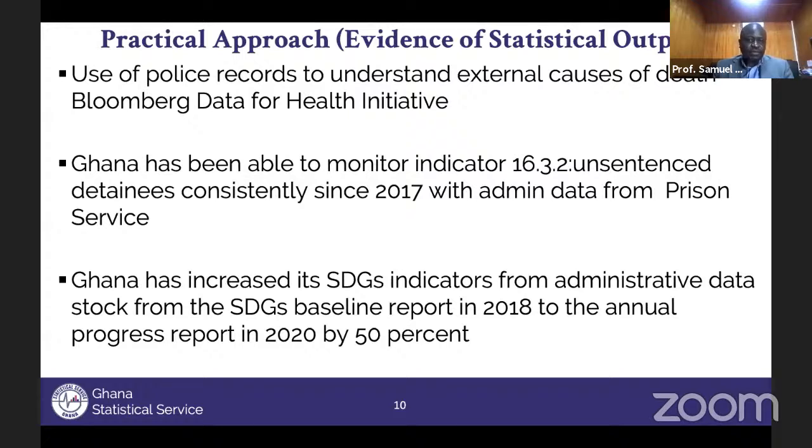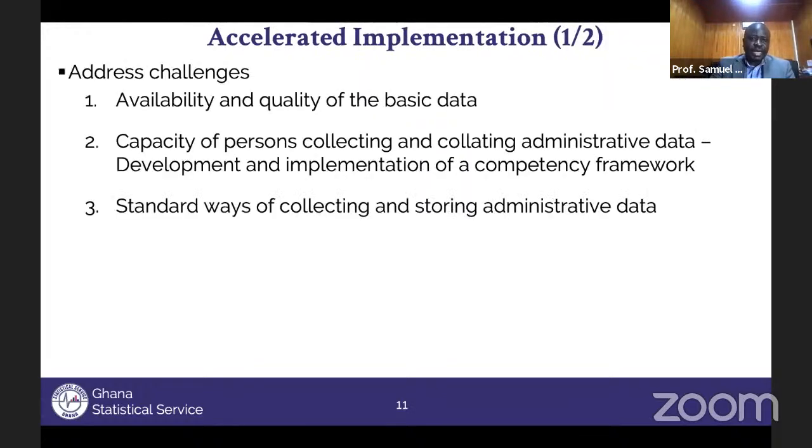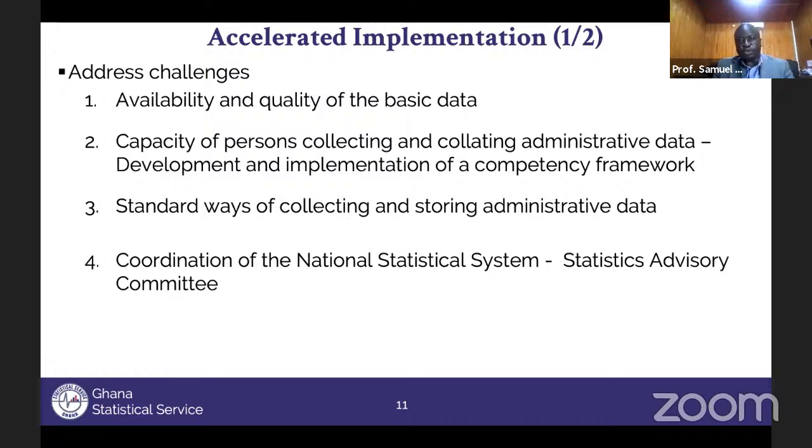Administrative data is the base for our reporting on the SDGs. And as of last year, we've been able to increase our reporting of the SDGs from administrative data by 50%. My last point has to do with what we need to do to accelerate implementation of the transformation and integration of administrative data.